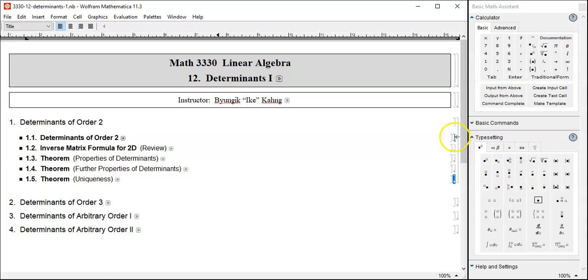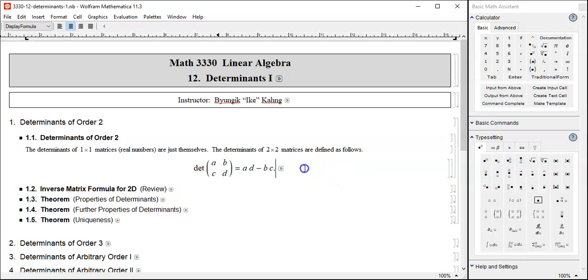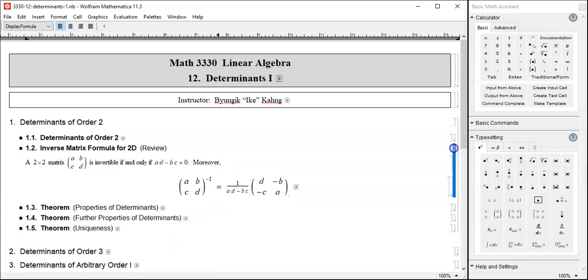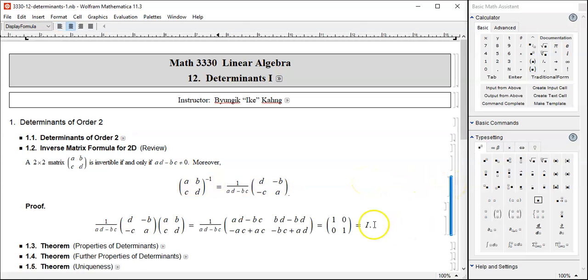Otherwise, here's a quick review. We defined the determinants for 1 by 1 matrices, which are just real numbers, and 2 by 2 matrices, given by this crisscross, AD minus BC. And then one of the applications was the inverse matrix formula for 2 by 2 matrices.